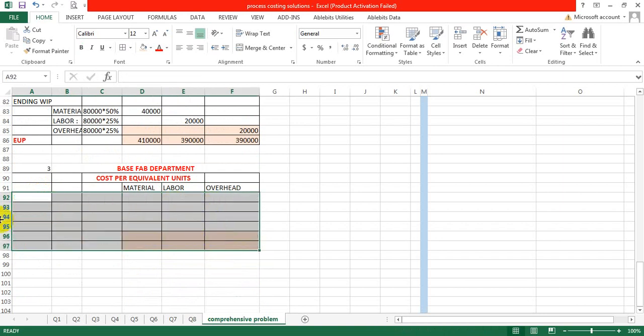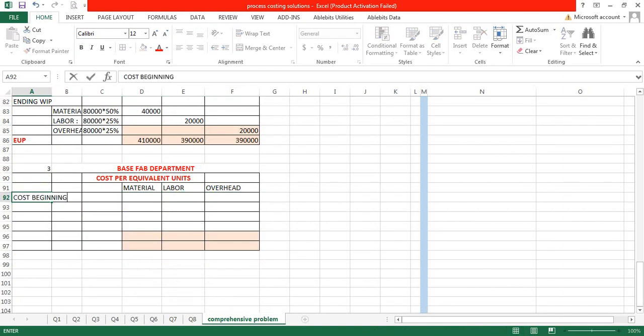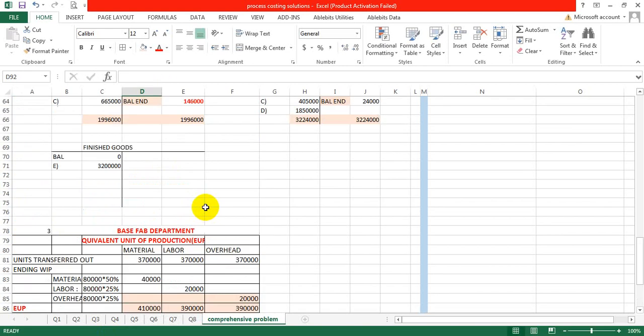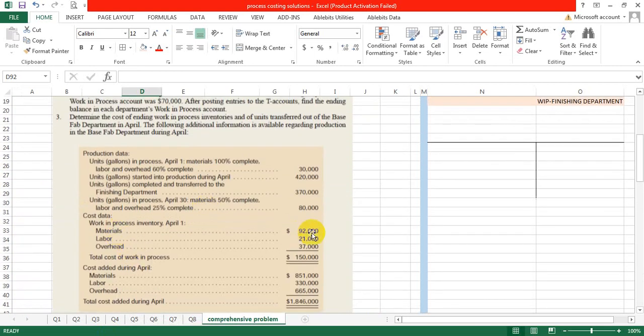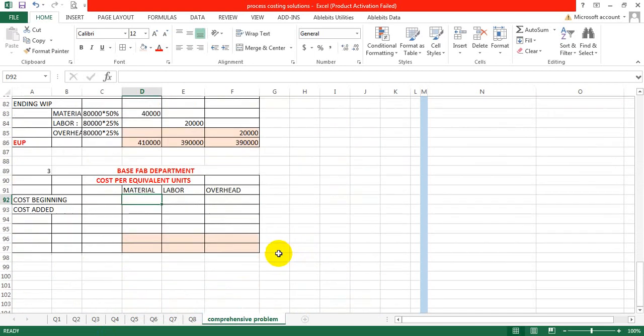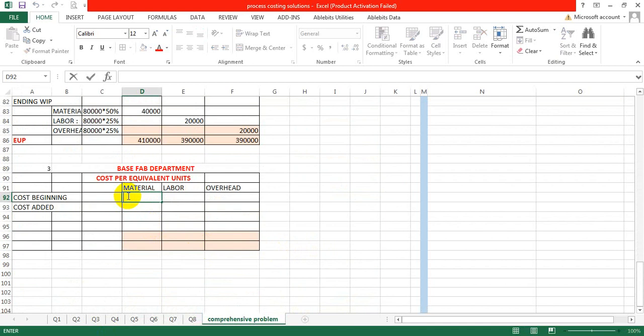So my cost beginning and cost added during the period. My beginning cost: material 92, 21 and 37. 92,000, 21,000 and the last one is 37,000. This is my beginning cost.